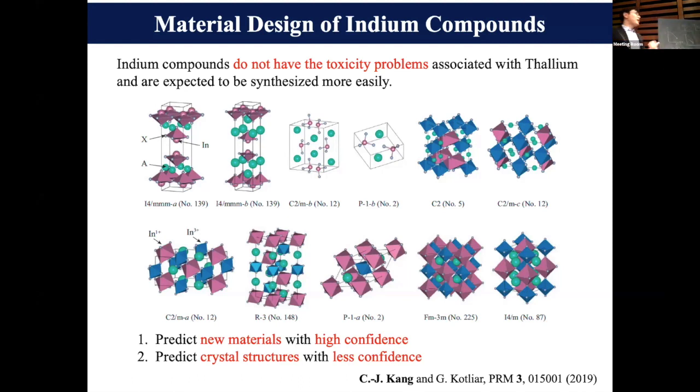So we applied the evolutionary algorithm and found these possible candidate crystal structures. All of them have nearly degenerate energy, so multiple degenerate phases could be available, and a metastable phase is also possible. So from this observation, we can say we can predict a new material with high confidence. However, we predict the crystal structure with less confidence.